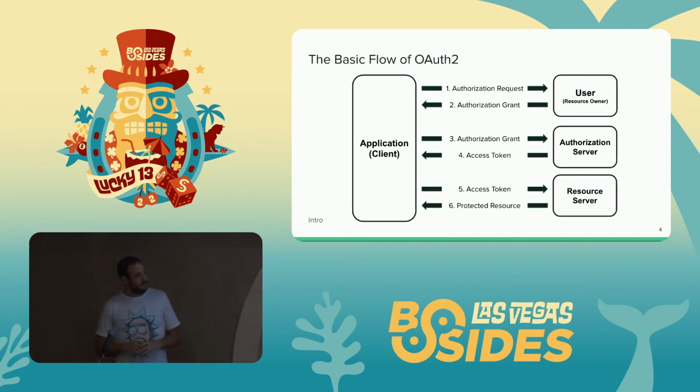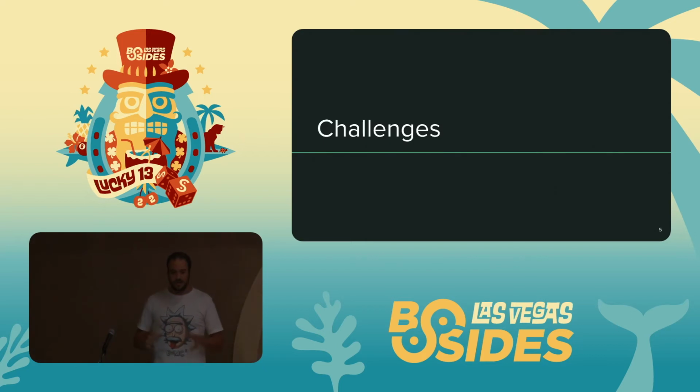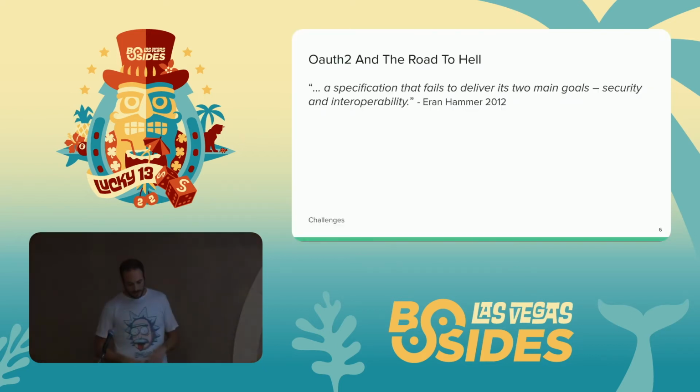Now that we've talked a little bit about why we use OAuth and how it works, let's talk about the challenges it presents. We'll start with a quote from Eran Hammer that he made a decade ago, when it started working. You can read it there, but basically it means it started as a good idea, but even Eran Hammer, who was the chief editor of that standard, decided to withdraw his name from it because he felt it became too complex and doesn't deliver exactly what we need from it.